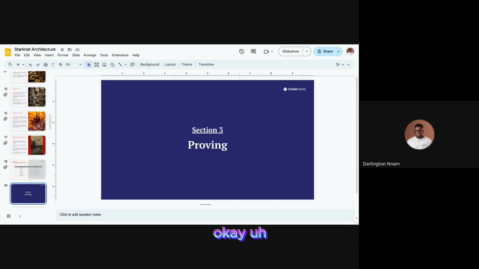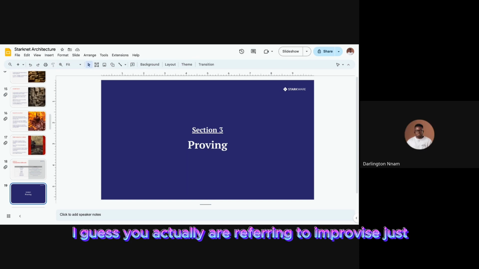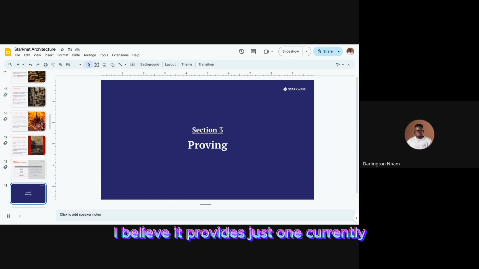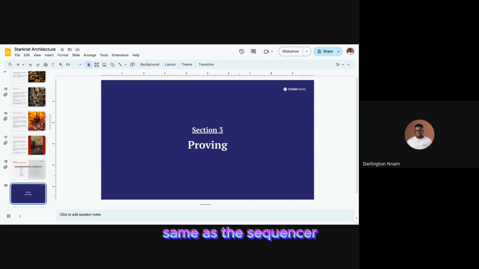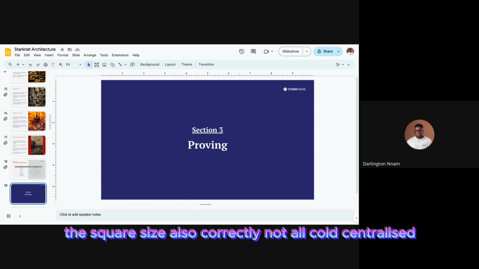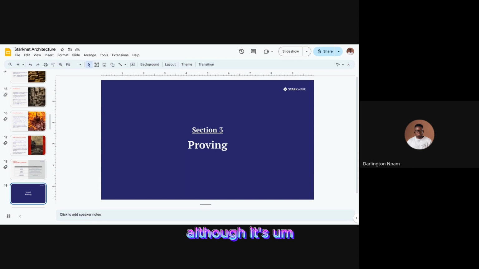Okay. Yeah. So I guess you are actually referring to the prover. I believe the prover is just one currently, which is Sharp, operated by Starknet, same as the sequencer. The sequencer is also currently not what we call decentralized, although it's on Starknet's roadmap at some point, right? The Starknet sequencer will be totally decentralized, right?